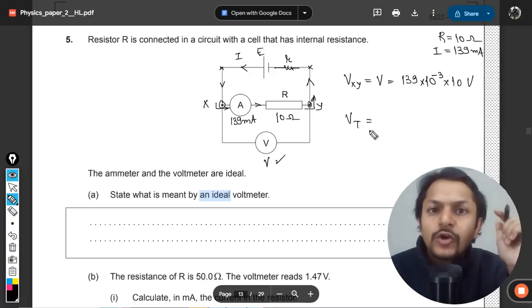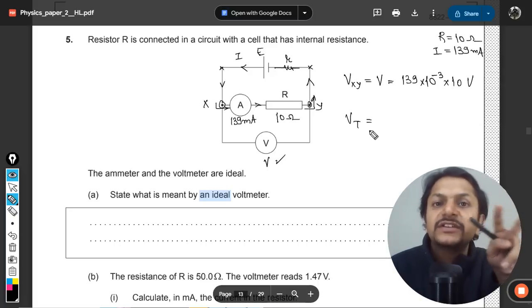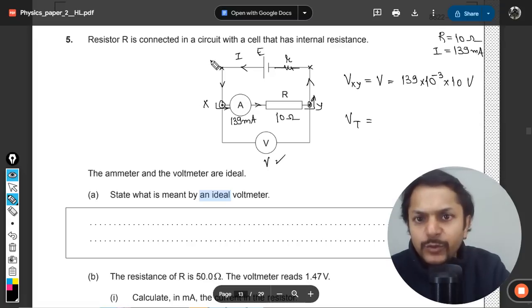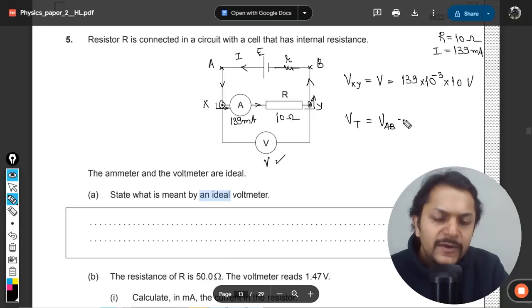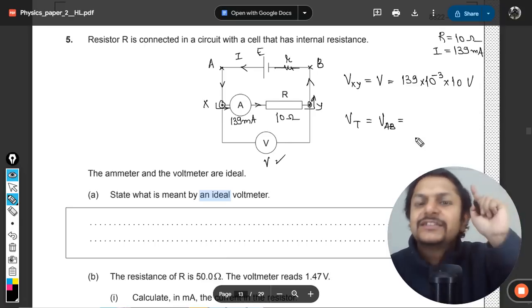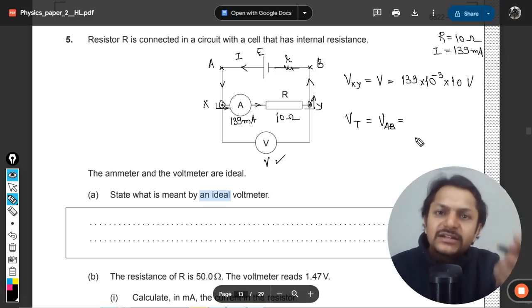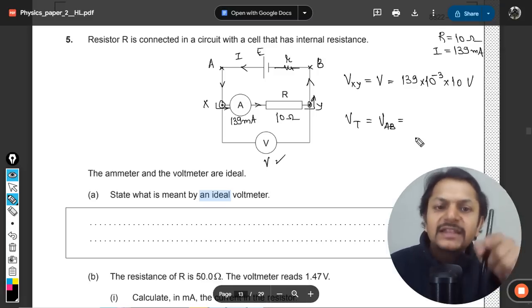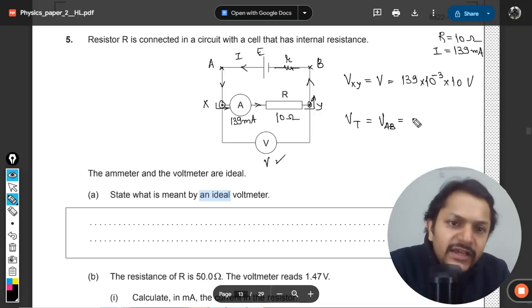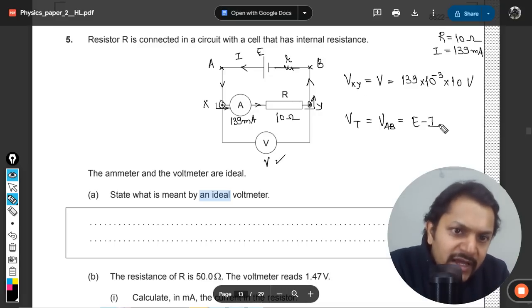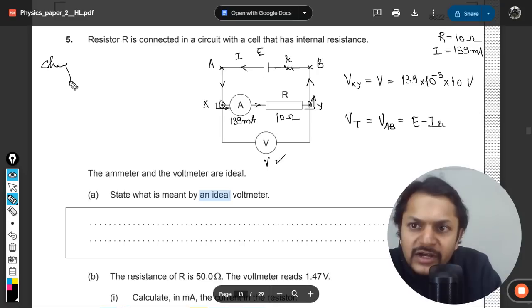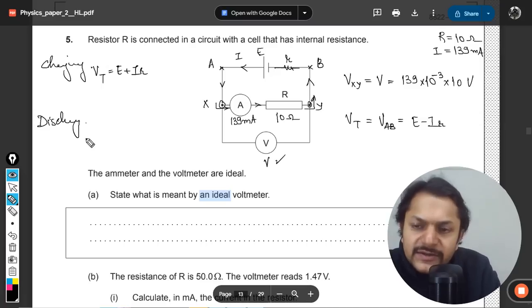Terminal potential difference across a battery is defined as the potential difference across the battery, like this point is A and this point is B. So potential difference across the points AB when current is passing through it. So current is not zero, and internal resistance is also not zero. That is called Vt. There are two cases in regards to Vt: one is charging and another is discharging. In case of charging, it is this. In case of discharging, it is E minus Ir.